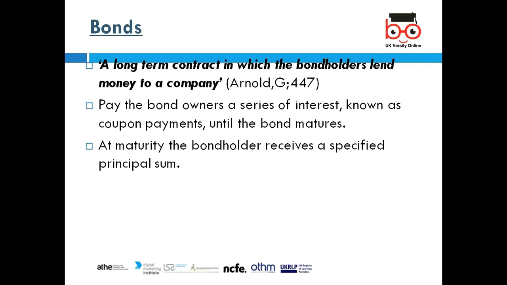A bond is a long-term contract in which the bondholder lends money to the company. The company pays the bond owner a series of interest payments known as coupon payments. A coupon is a little receipt attached, like with the National Savings Investment Certificate, which used to have a little coupon attached. You can take the coupon, draw your interest, and at maturity get your full money back. You can carry on getting interest regularly, or you will get a lump sum at the end.